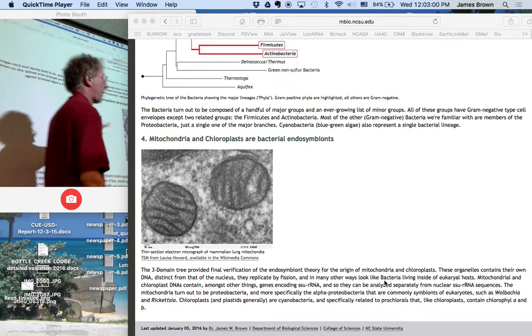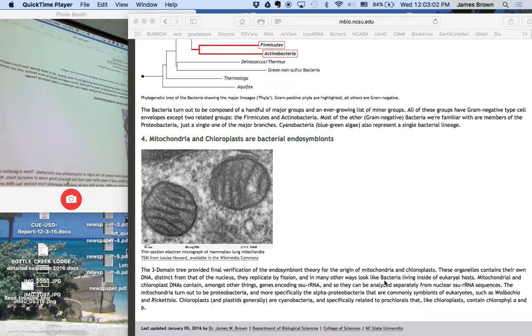Now, this notion had been around for a long time, at least 100 years, based on observations, microscopy. It was championed by, what's her name? I can't remember her name, Carl Sagan's wife. I don't remember her name. Anyway, she championed this notion in recent times.